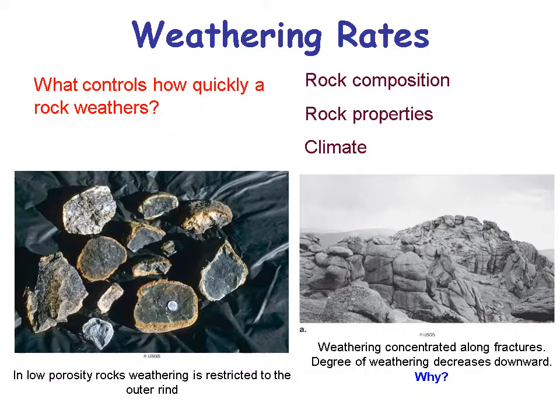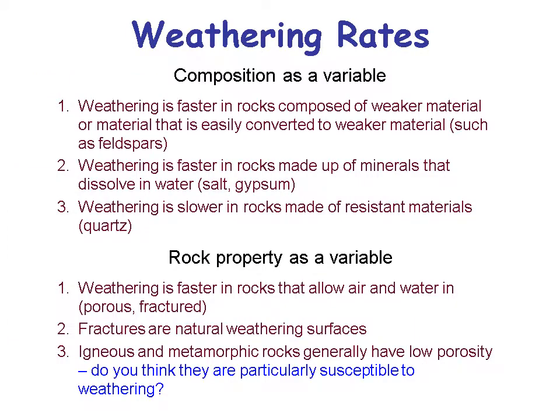Same with limestone. Since it's mostly calcite, and calcite tends to break along cleavage fractures, it breaks a lot sharper than granite does. Let's consider composition as a variable in how fast a rock weathers. Weathering is faster in rocks composed of weaker material, or material that's easily converted to a weaker material. Feldspar is a good example, and feldspar converts to a clay. So it's faster in rocks that have lots of feldspar in them. Granite's an example. It has quartz, but it also has lots of feldspar in it. And so you get that conversion weakening the granite along those fracture points.